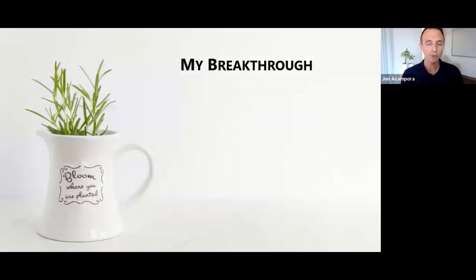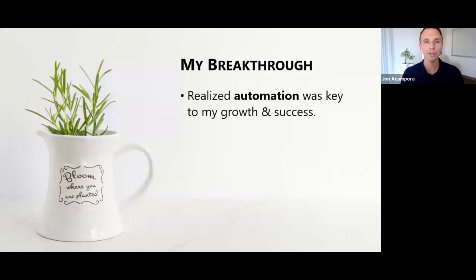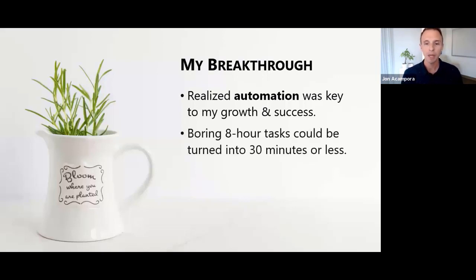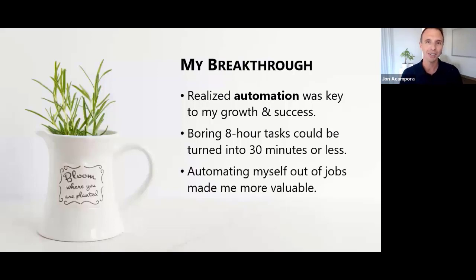And my breakthrough came when I realized that automation was key to my growth. This was key to my success, was automating. And I could take a boring 8-hour task and turn it into 30 minutes or less when I learned to automate Excel. I could do things much, much, much faster. And I also realized that automating myself out of jobs actually made me more valuable. It's kind of backwards thinking.